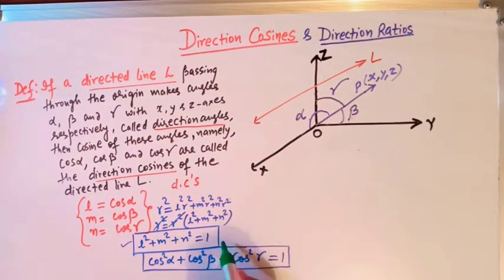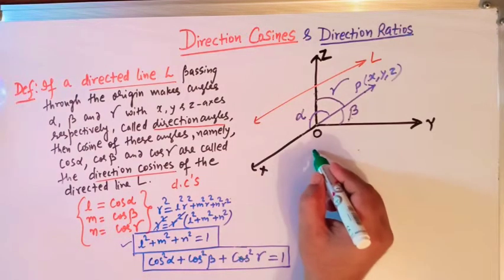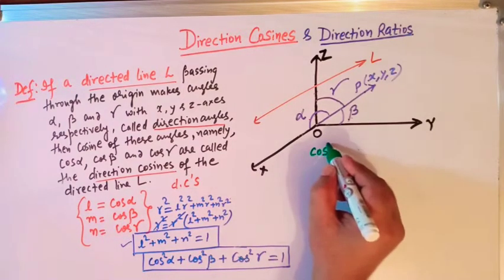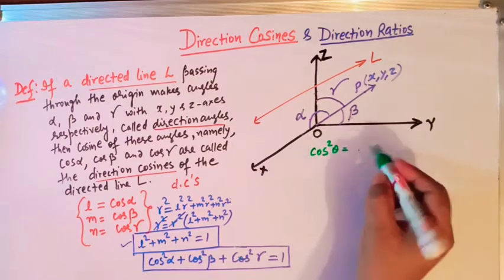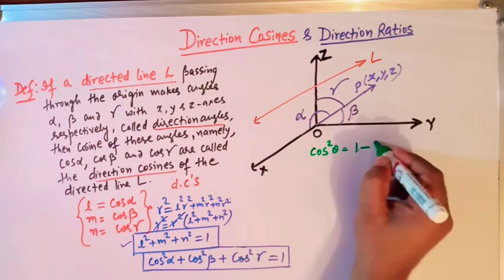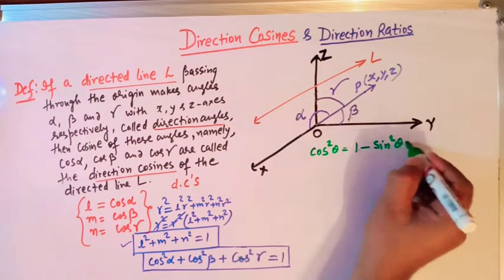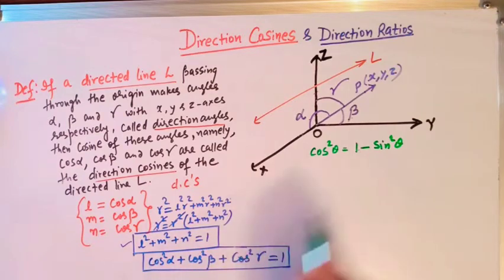Now viewers, we have derived these results. Now let us derive one more very important result. We have cos square alpha plus cos square beta plus cos square gamma is equal to 1. So from trigonometry we know that cos square theta is equal to 1 minus sin square theta, right? So let us apply this rule to this equation.